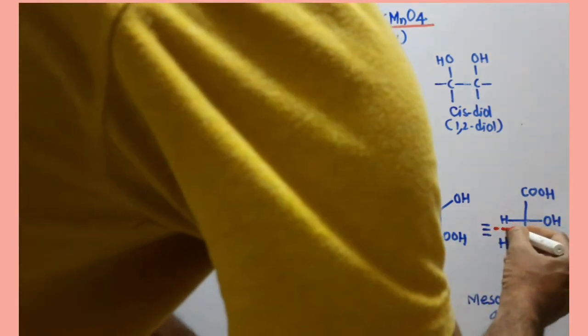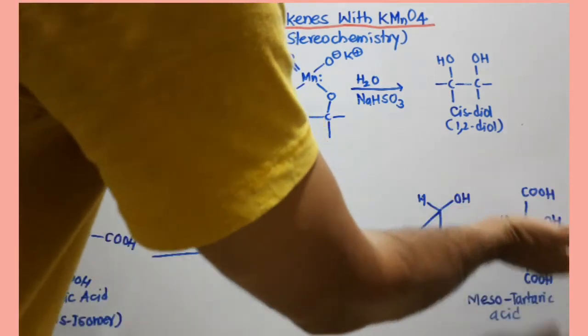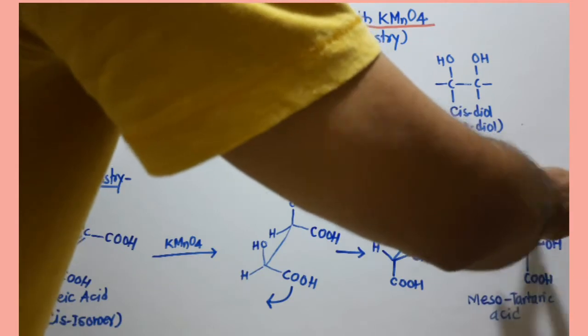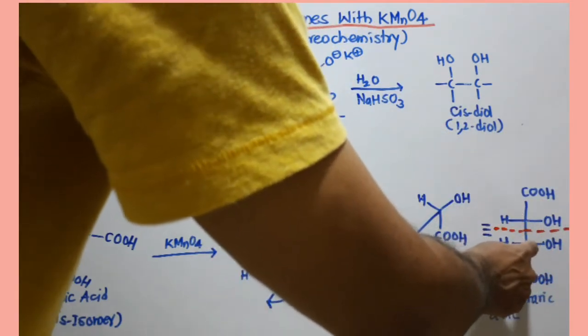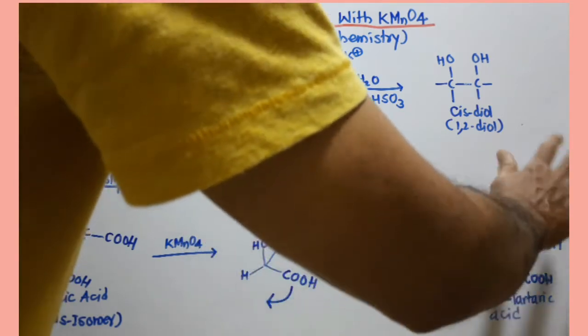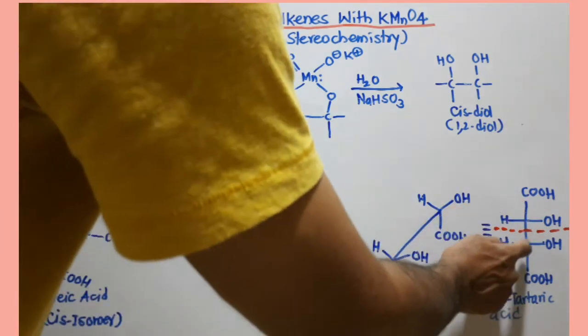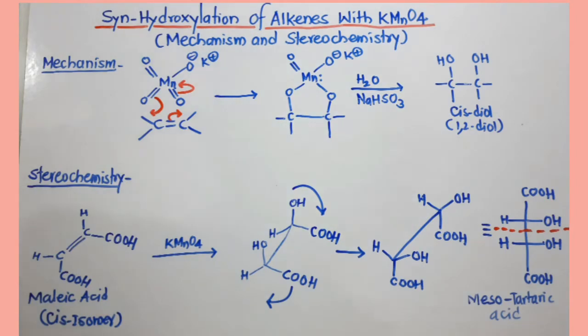Meso is optically inactive because there is a plane of symmetry. One half is exactly the mirror image of the other half. So the rotation by one half, by this carbon, is cancelled by the next carbon, by the other carbon. So the net result is 0 rotation. So this compound is optically inactive, although there are 2 chiral carbons. So this is a cis isomer.